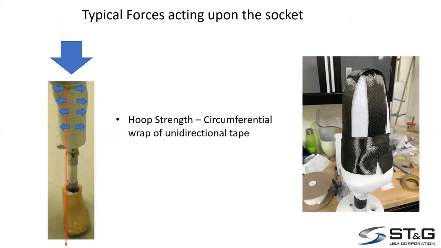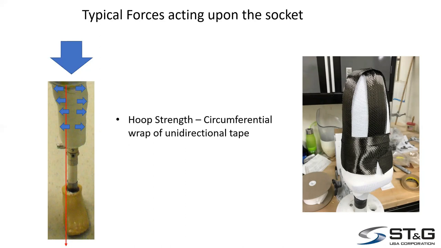So when we talk about sockets, and we're trying to address some of the loads that are occurring, especially the body load, the vertical load, and the hydrostatic loading, we can add hoop strength by putting in a circumferential layer of reinforcement material. And normally we do this out of habit anyway, which is a good thing because now you know what it's doing. It's trying to stabilize the shape.